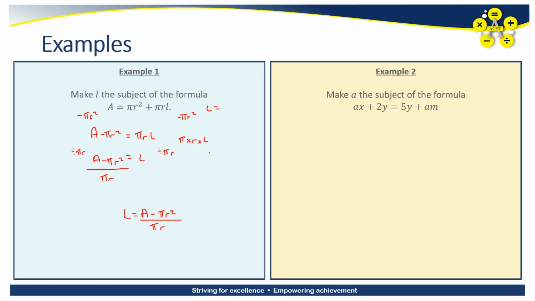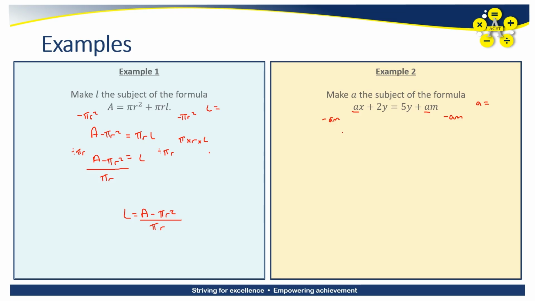I'm going to show you a different example now. Here I want to make A the subject of the formula. This is going to run slightly differently because if you notice, A turns up on both sides of this equation. To get it to say A equals, which is how we make it the subject, I need to get all these A's into one place. So the first thing I'm going to do is bring this AM over to meet this AX. Notice how it's plus AM, so I'm going to do the inverse. I'm going to take it away from both sides, minus AM.